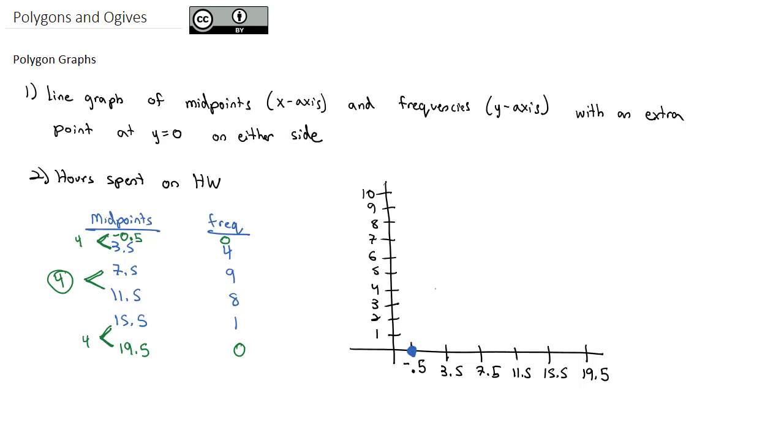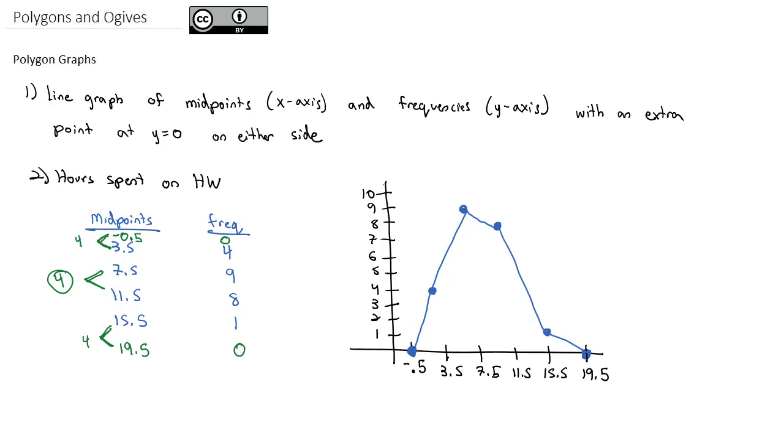At 3.5, the frequency was 4. At 7.5, the frequency was 9. At 11.5, the frequency was 8. At 15.5, the frequency was 1. And at 19.5, the frequency is 0. Connecting these dots gives us our frequency polygon.